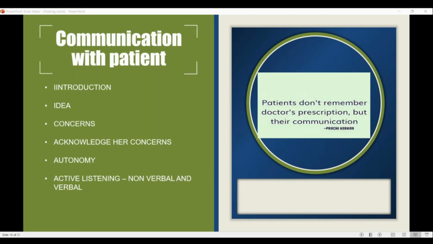Non-verbal and verbal. Non-verbal: in a remote exam, in these online exams, you have to just look onto your screen, nod your head, and keep on saying, just like I am doing, okay, oh, is that so? And I can see you. I understand how you are feeling.